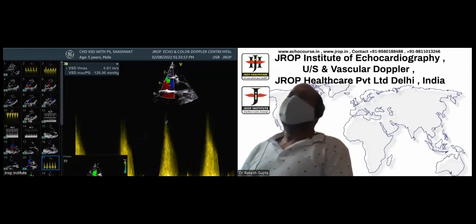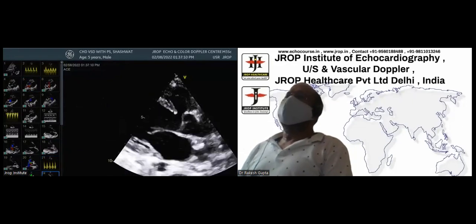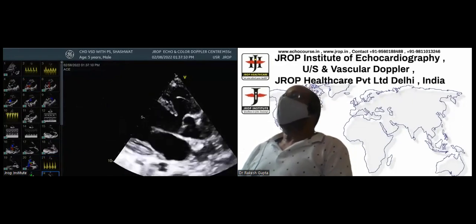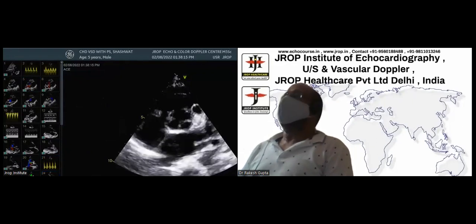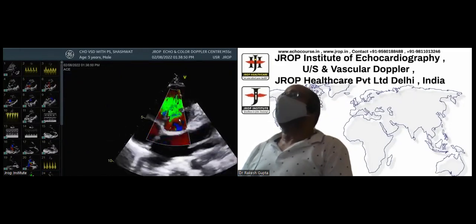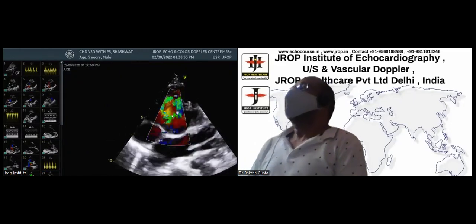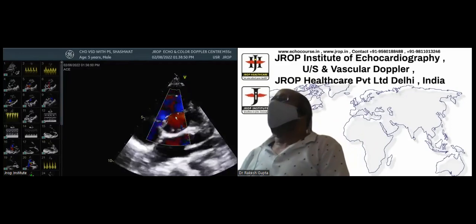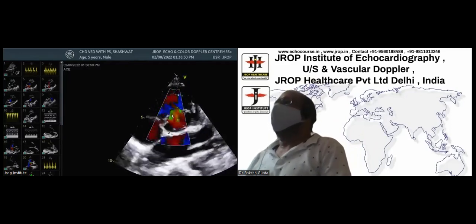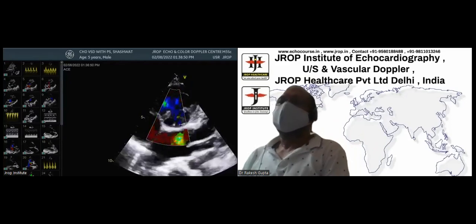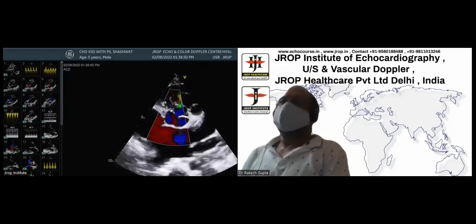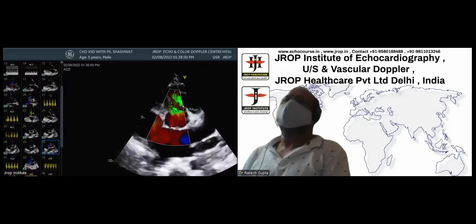On top of that, this patient has got something unique along with it. This is the flow across this VSD. It is crossing over to this mid kind of territory. But on top of that, this patient has associated pulmonic stenosis also.